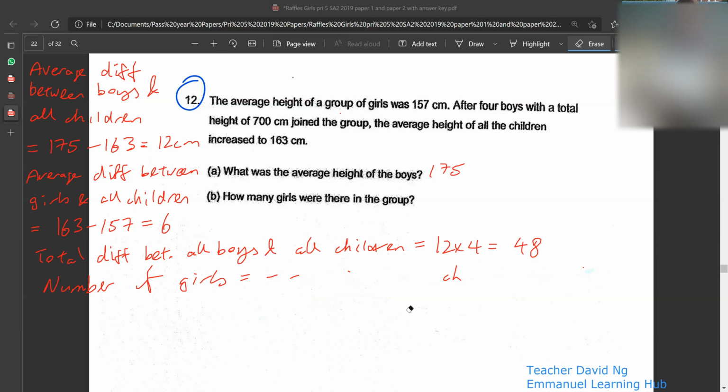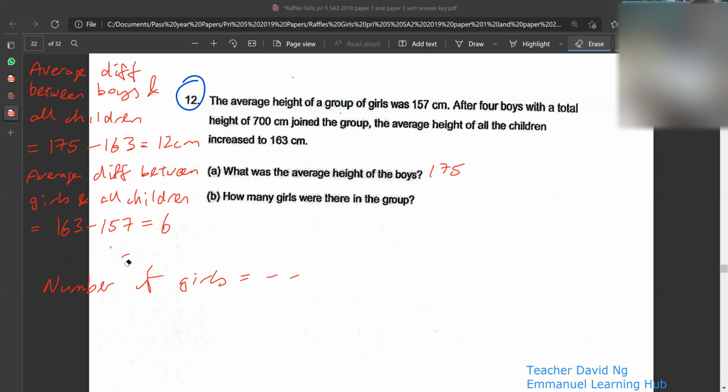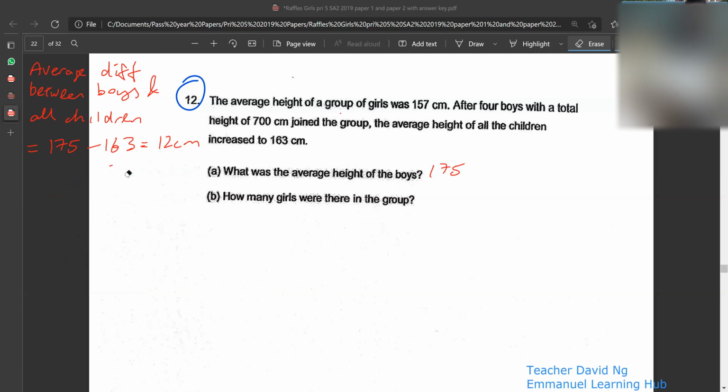But I strongly encourage, I'm not saying must, strongly encourage students to use algebra. Why? Why do you think Teacher David Ng strongly encourages students to use algebra instead of this method? Of course, this method can get your marks. But why does Teacher David Ng strongly encourage using algebra instead of this method? I don't know. You want to know the reason?